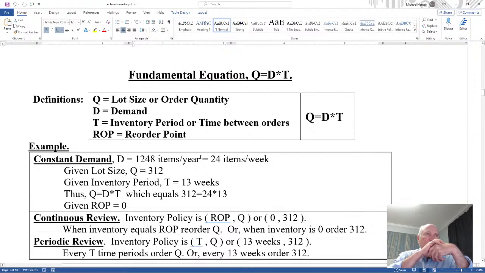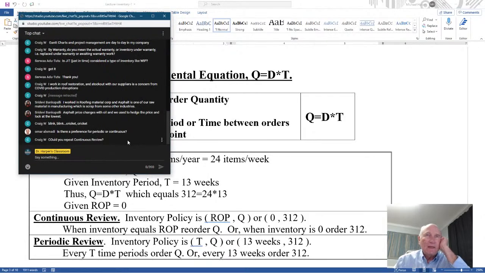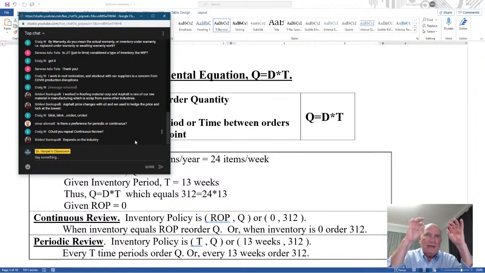Omar, is there a preference for periodic or continuous? It depends on the company. It depends on the industry. For example, which we'll get to here, I'll mention this a little bit. The continuous review, you'll do that when you have the capability of reviewing your inventory continuously. Because you're going to hire someone to sit there and look at your inventory as it goes down, or do it automatically.